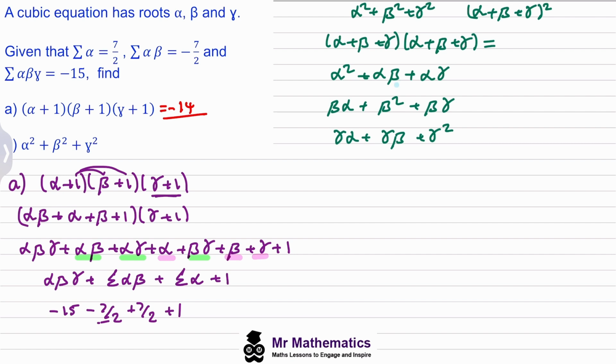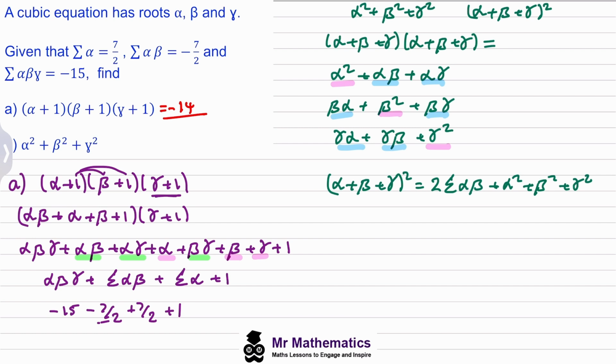I'll highlight the sum of the product pairs, so this one, and these. So you can see then that we've got double the sum of the product pairs. So alpha beta, alpha gamma, and beta gamma, all doubled, will be equal to 2 times the sum of the product pairs of the roots, and then what we have left are alpha squared, beta squared, and gamma squared. So plus alpha squared, beta squared, gamma squared.